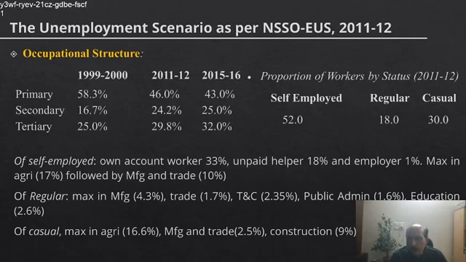the employment is rising, the kind of workforce we have, you see that the self-employed people are 52% of the workforce. 52% of the workforce are self-employed, means they are engaged in their small enterprises, and 30% are casual workers who are seeking jobs on a daily basis. Only 18% are regularly employed, both in the formal or informal sector. And this is the kind of workforce we have produced over a period of time because of their specific characteristics.